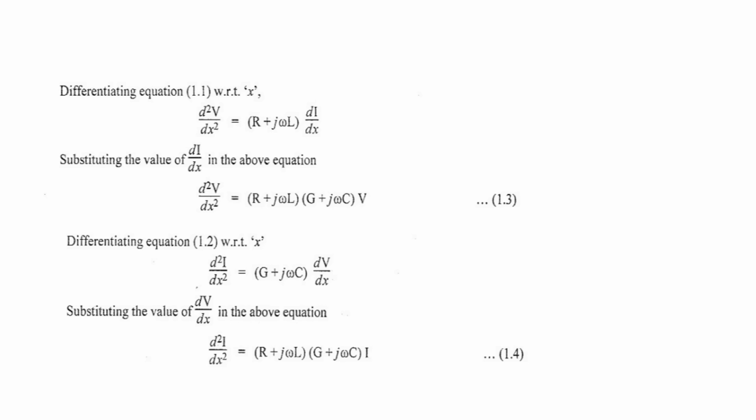Then differentiating the second equation with respect to x, it gives d square I by dx square equal to (G plus j omega C) into dV by dx. Then substituting the value of dV by dx, which is I into (R plus j omega L), the equation becomes d square I by dx square equal to (R plus j omega L) into (G plus j omega C) into I.